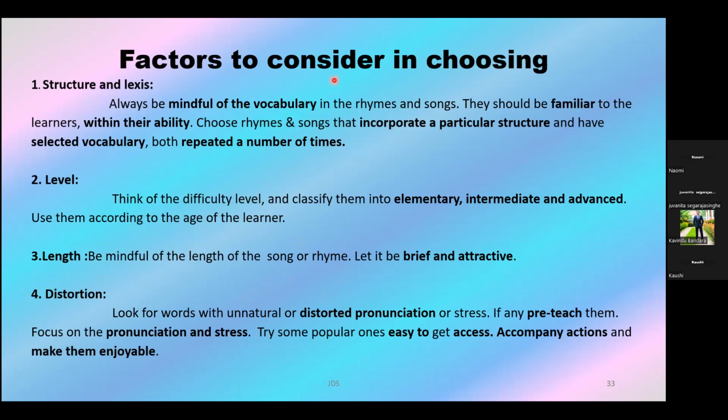Factors to consider in choosing any rhyme or song. There are 4 important factors that we need to take into account in picking and choosing a song or rhyme. Go through it.